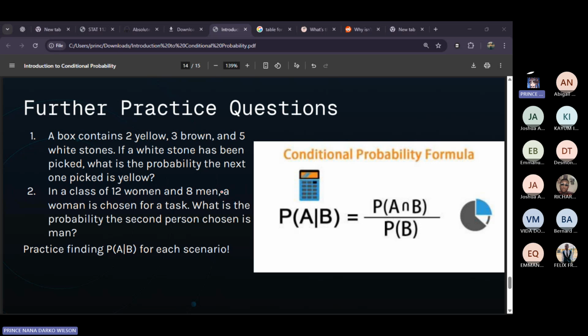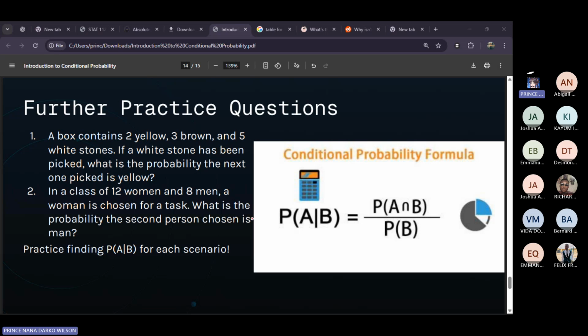So now, think of it this way. We need to know the probability of first picking a white ball and picking a yellow ball next, right? Because the question mentioned that the first ball picked was white. Is that clear? So we need to first know the probability of picking a white ball and the probability of picking a yellow ball. Remember that "and" is multiplication basically.